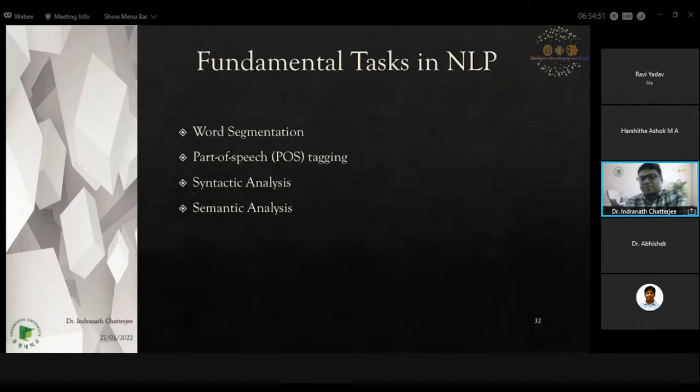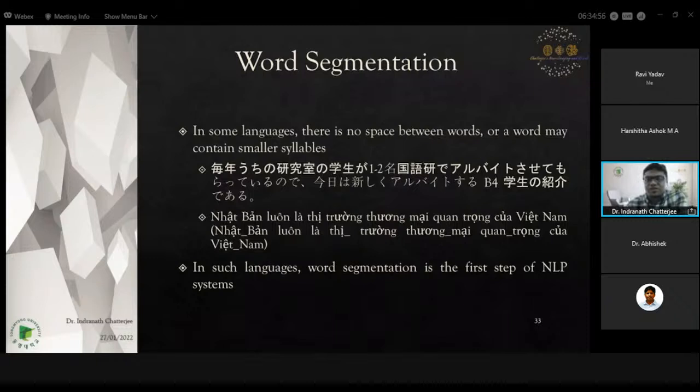So what is word segmentation? We usually call this tokenization when we talk in NLP terms. But there is a problem in some languages. For example, in Japanese or Vietnamese, there is either no space between the words or a word may contain smaller syllables. In that case, the computer gets problems. It doesn't understand where a word ends.